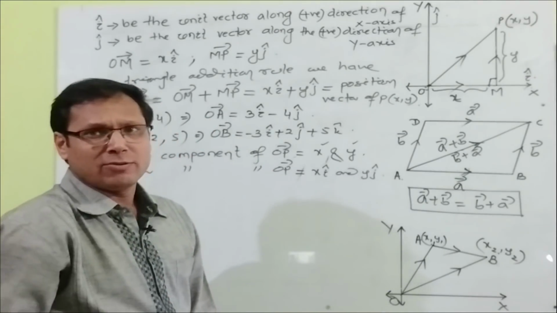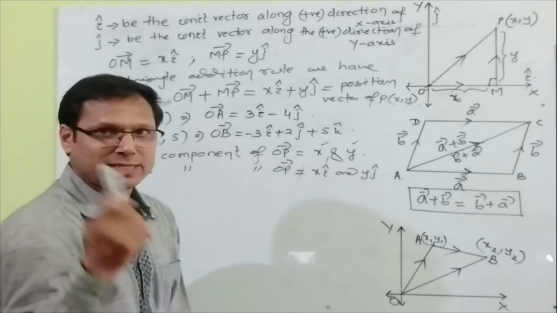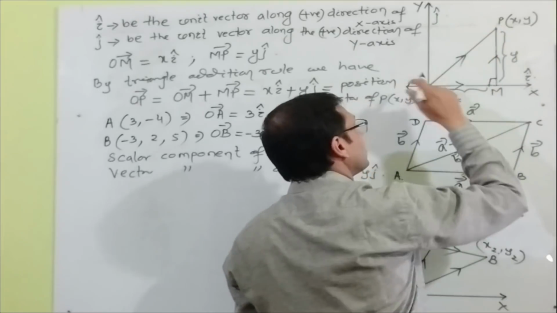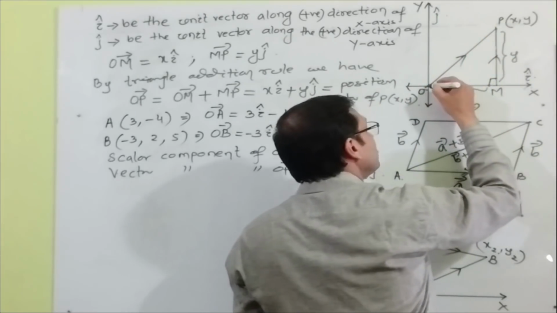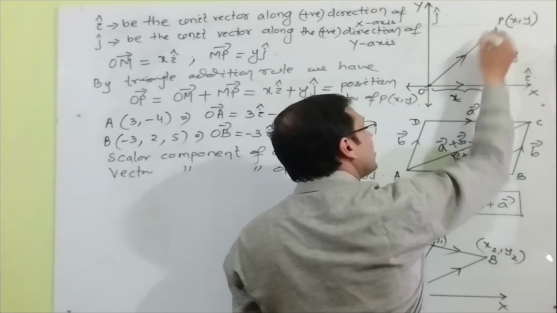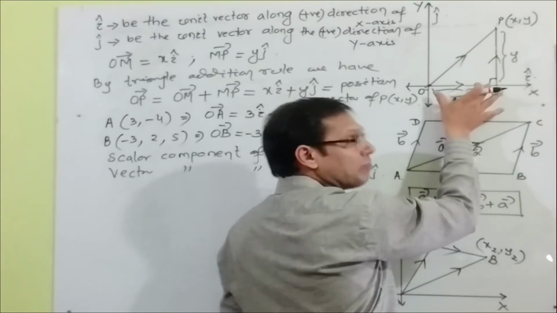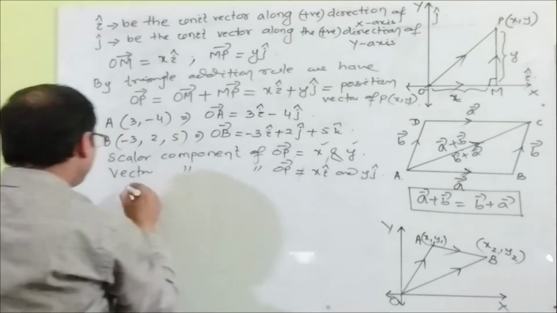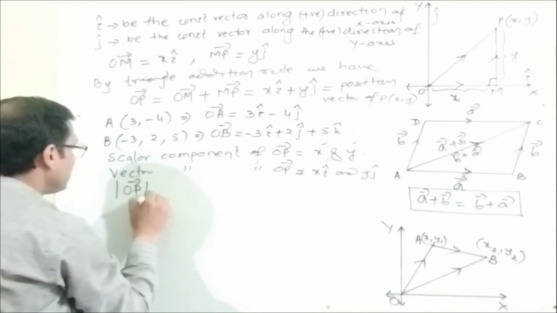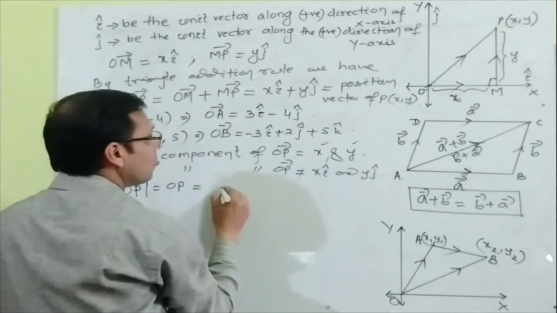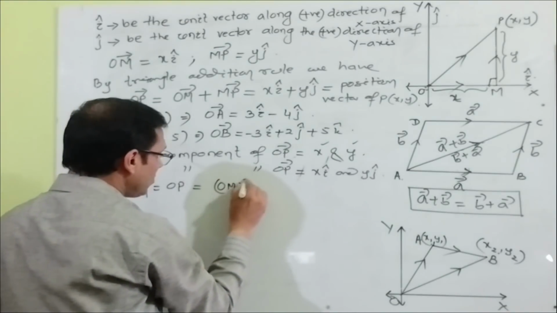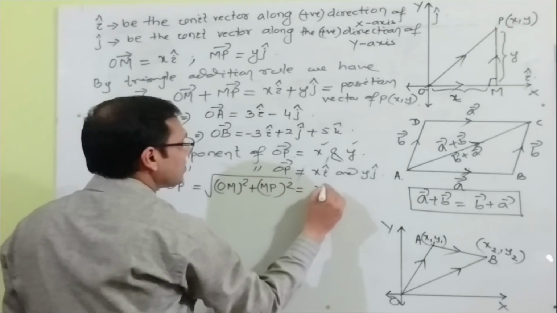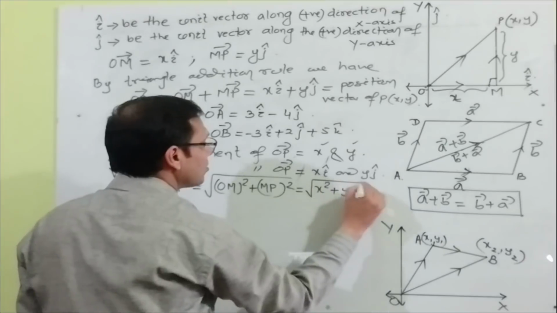Now we will go through the magnitude of the vector. How could you find magnitude? Magnitude means the length of the vector from O to P. You see this is a right angle triangle. OP is the hypotenuse, so you can find OP with the help of the Pythagoras theorem, that is root over x square plus y square. So the magnitude of the OP vector is OP equal to root over OM square plus MP square. Simply you can write, likewise, root over x square plus y square.